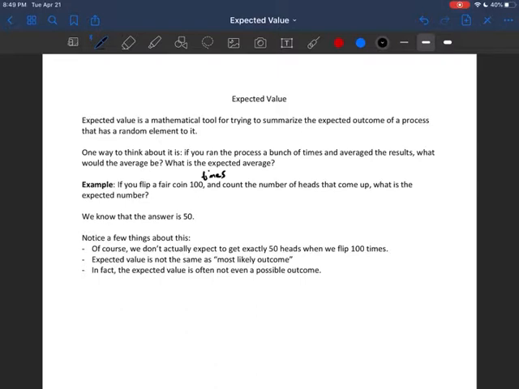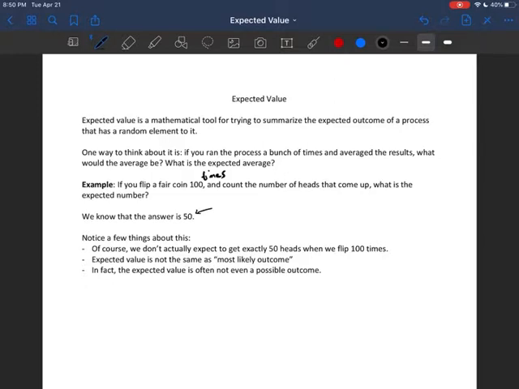All right, so for example, suppose that we flip a fair coin 100 times and count the number of heads that come up. What's the expected value? What is the expected number of heads you get? And we know, because we've talked about these things a lot of times before, that the expected value is 50. But notice a few things about this. It's the expected value, but you don't actually expect to get exactly 50, but somehow you expect to be around there. You expect on average to get about 50 heads if you toss 100 times.